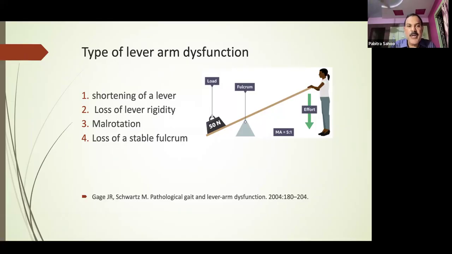In the lever arm, one component is effort force. If the muscles are not in the optimum direction, the optimum force cannot be generated. So malrotation gives rise to poor momentum around the joint. Then loss of a stable fulcrum, in the form of subluxation or dislocation, can give rise to lever arm dysfunction.